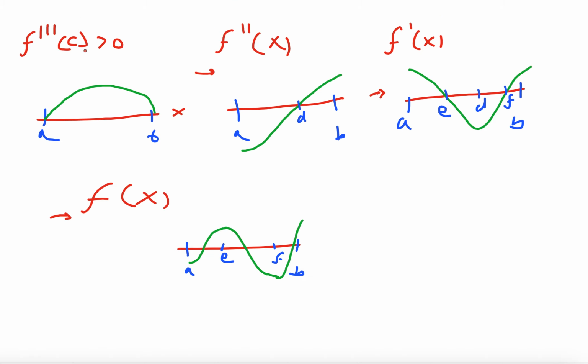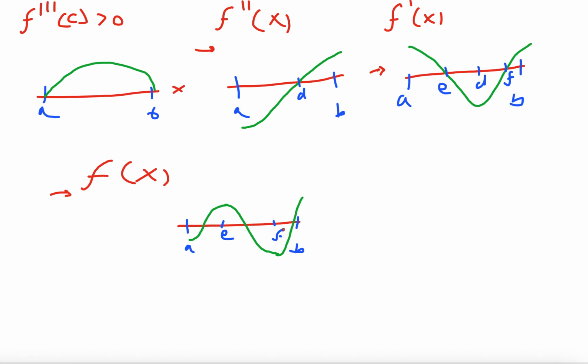And so the f triple prime of c tells us an important fact. Notice that this function changes concavity. It's concave down here and then concave up over here, which means that at some point within this interval, there is an inflection point. And so that's what the third derivative tells us, that this original function changes concavity somewhere within that interval. And so that means that there's an inflection point.